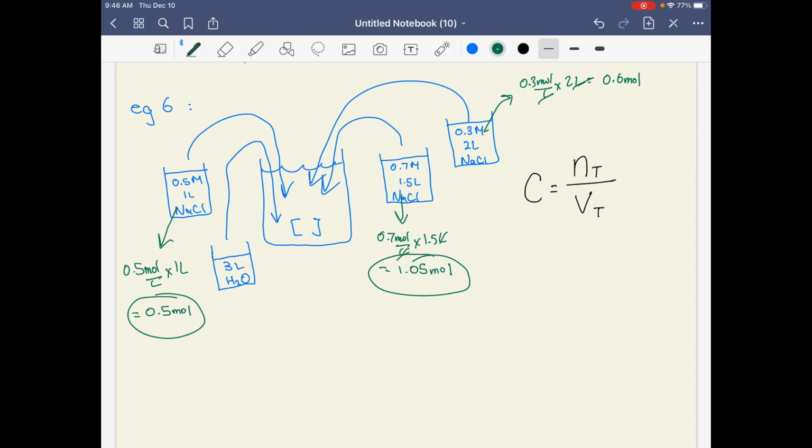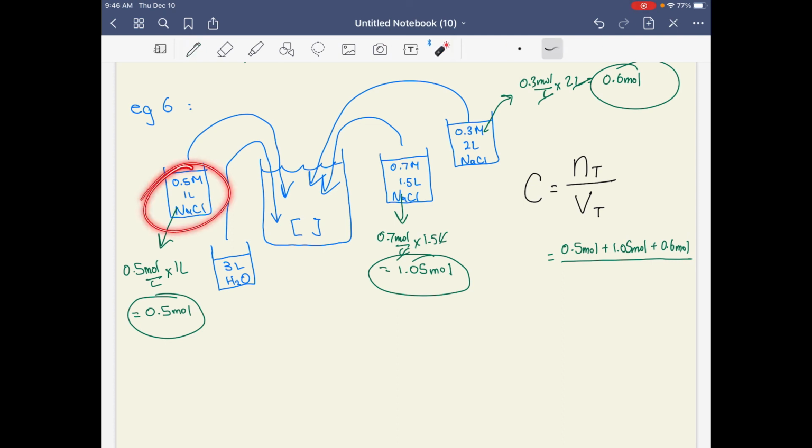All right. So, hey, you know what? I found my total mole. My total mole is 0.5 mole plus 1.05 mole plus 0.6 mole, all over total volume. I have 1 liter, 1.5 liter, and 2 liter. Let's add those in for now: 1 liter plus 1.5 liter plus 2 liters.